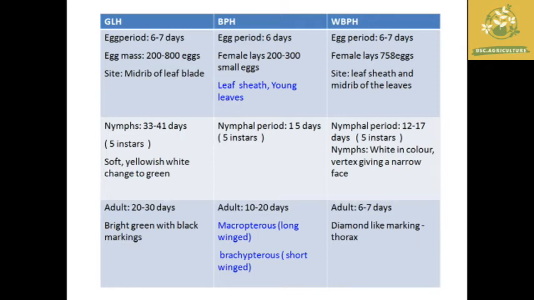They used to have 5 nymphal stages in GLH and 5 in BPH, and WPPH also used to have 5, but the nymphal period in days is different. For example, 33 to 41 days in GLH, the nymphal period is 15 days in BPH, and WPPH used to have 12 to 17 days. And adults used to live for around 20 to 30 days, and in BPH it is around 10 to 20. They also used to have 2 classifications, Macropterous as well as Brachypterous. And in WPPH there is a diamond-like marking on the thorax. So these are the classifications.